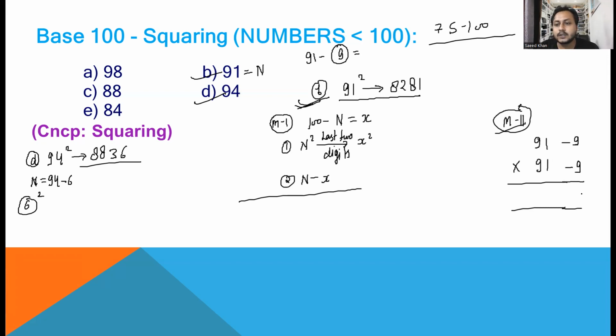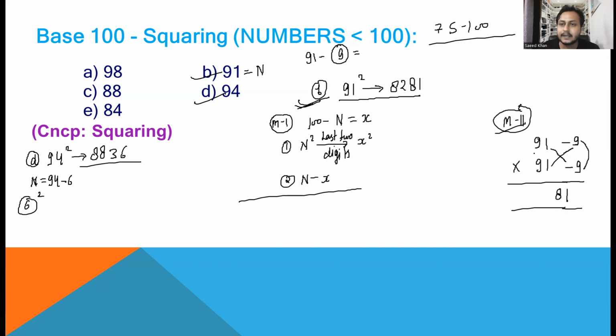To get the last two digits, just multiply these two: minus 9 and minus 9. Minus 9 into minus 9 is what? 81. And to get the remaining digits, either add this one or this one. Both are the same thing. So 91 minus 9, both are the same thing.